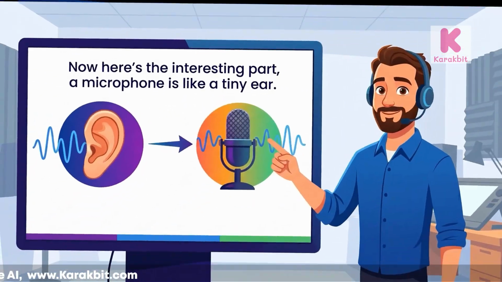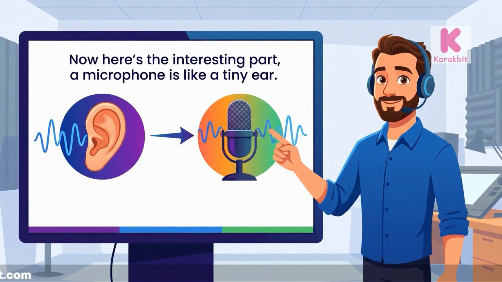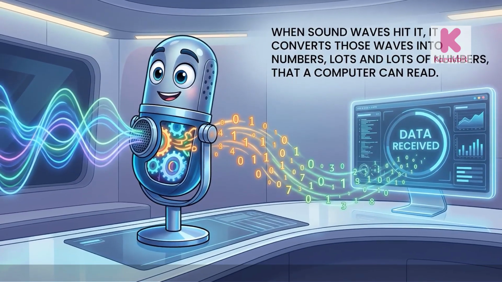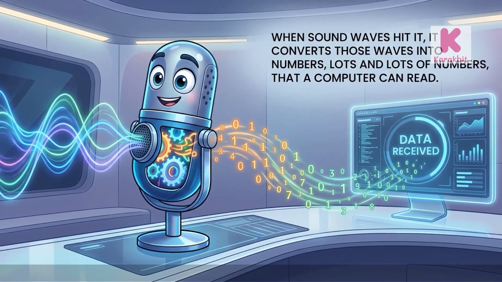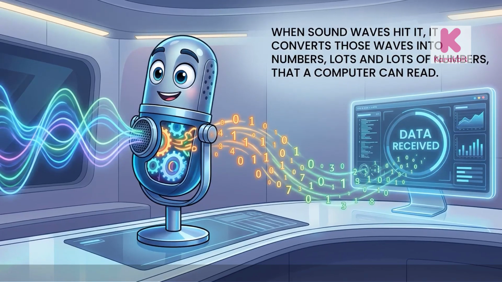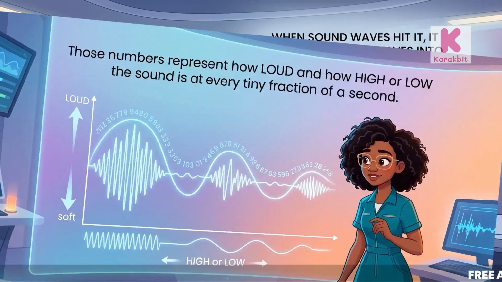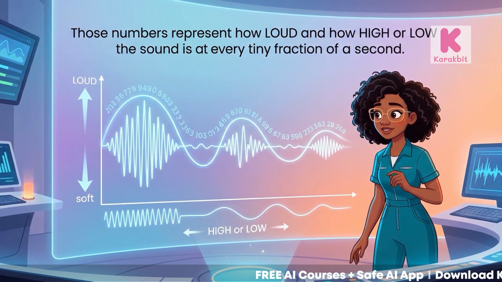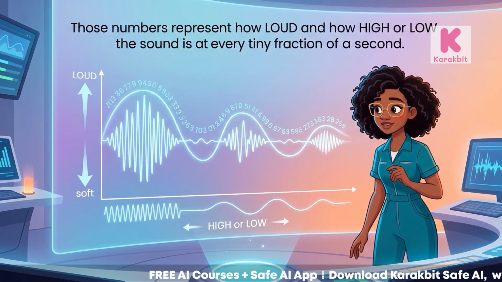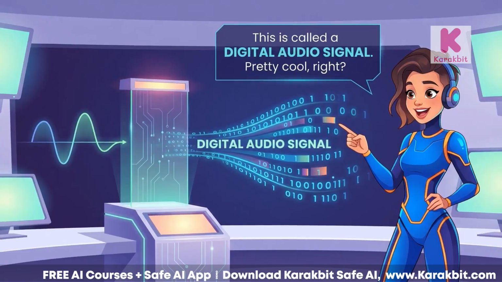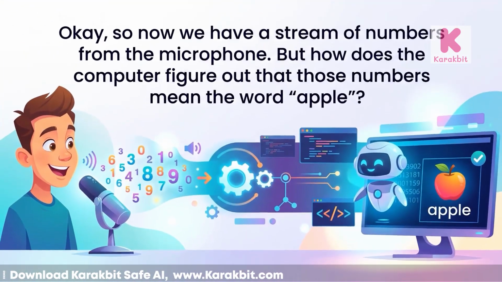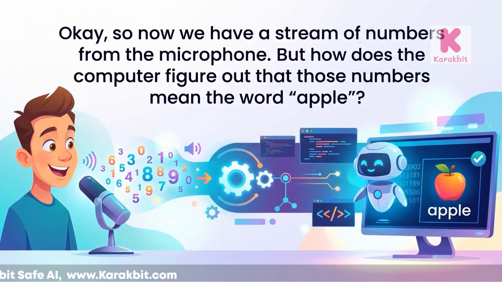Now, here's the interesting part. A microphone is like a tiny ear. When sound waves hit it, it converts those waves into numbers, lots and lots of numbers that a computer can read. Those numbers represent how loud and how high or low the sound is at every fraction of a second. This is called a digital audio signal. Pretty cool, right?